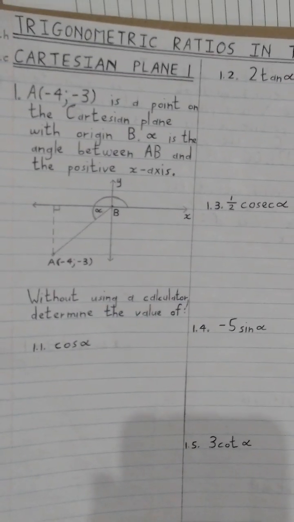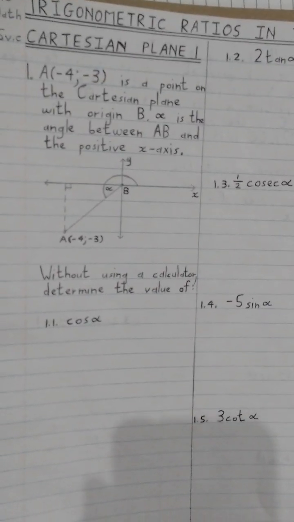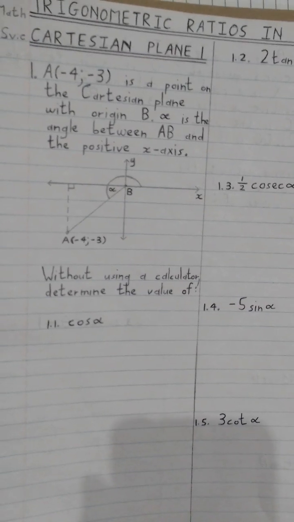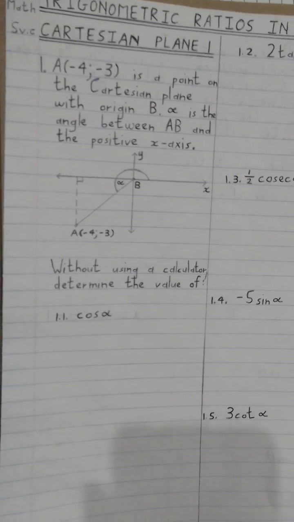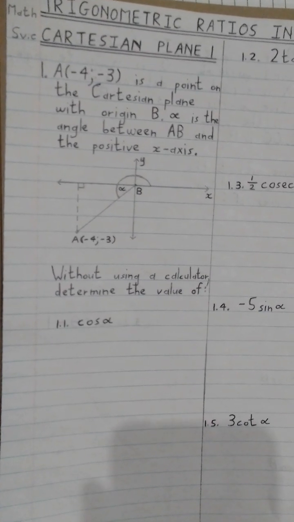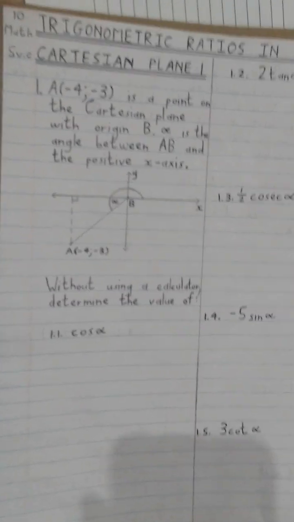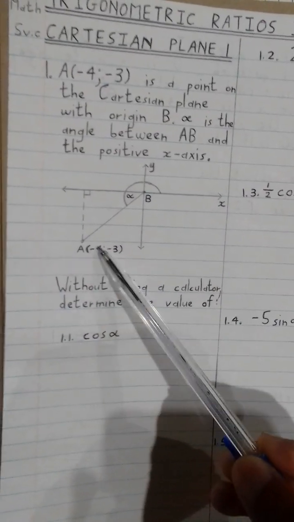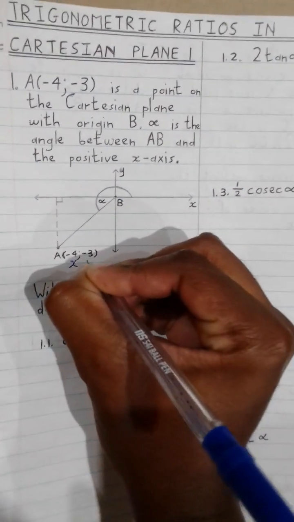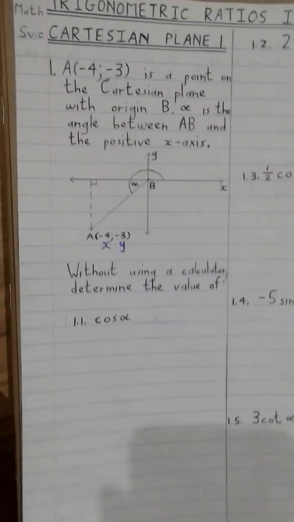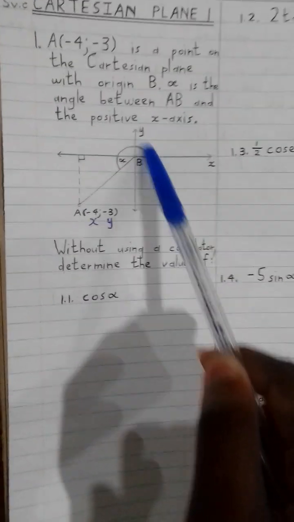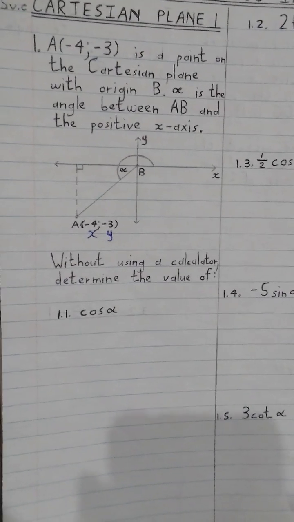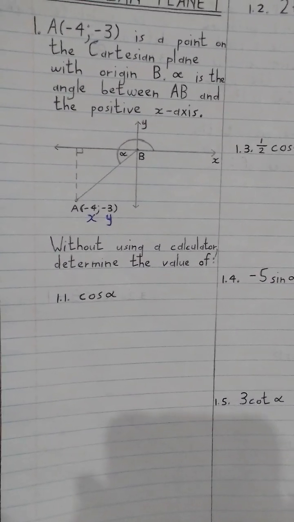So number 1 states A with coordinates -4 and -3 is a point on the Cartesian plane with origin B. Alpha is the angle between AB and the positive x-axis. So here's point A, x is -4, y is -3. Alpha is the angle between AB, here's AB, and the positive x-axis. It says, without using a calculator, determine the value of cos alpha.